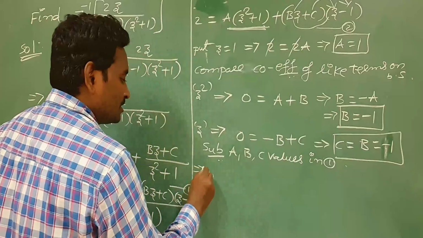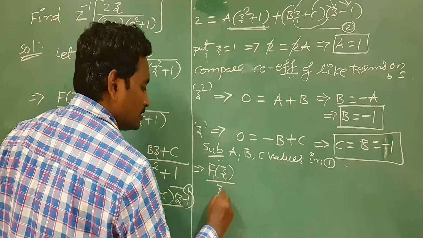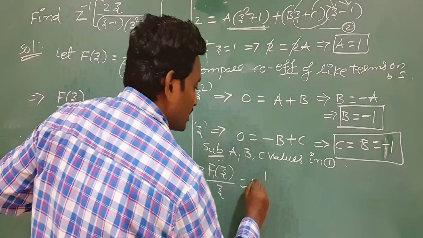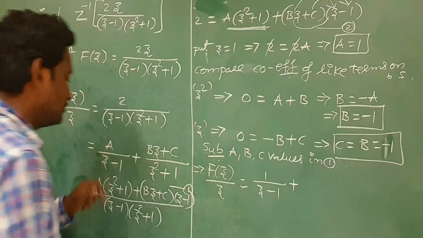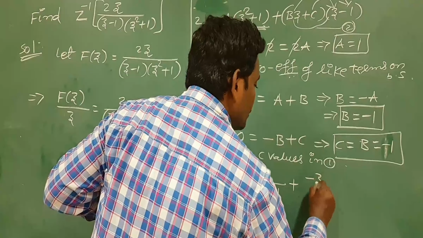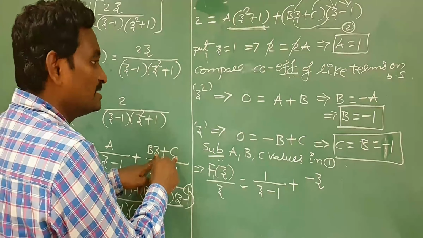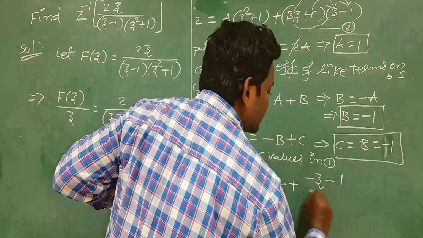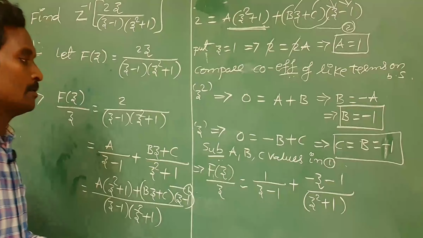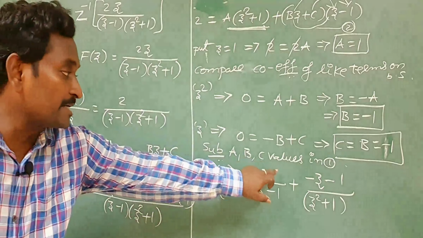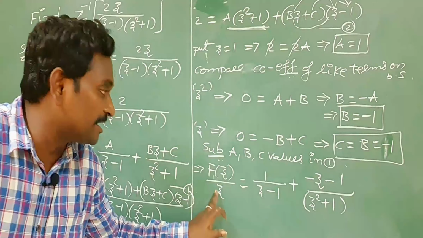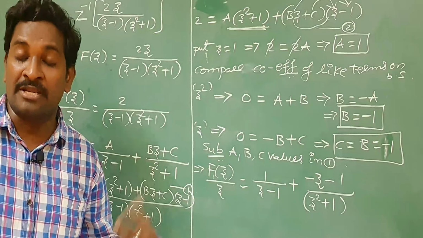So what happened? F of z by z is equal to a. What is the a value? 1. 1 by z minus 1 plus the b value, minus 1, that's why you will get minus 1 into z minus z. The c value is also minus 1. So you will get minus 1 by z square plus 1. So the next step is take this denominator to the right side numerator. You have to multiply this one with z and this numerator also with z. After that you have to take inverse z transforms on both sides.